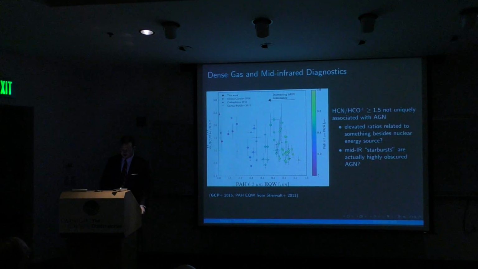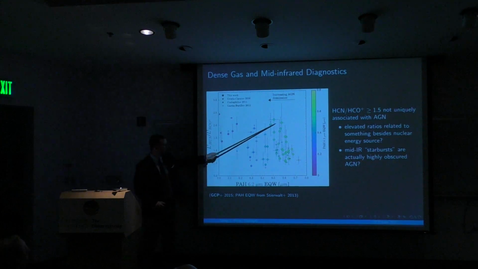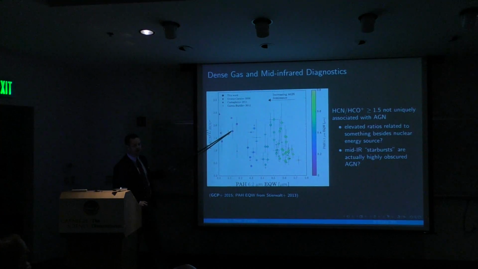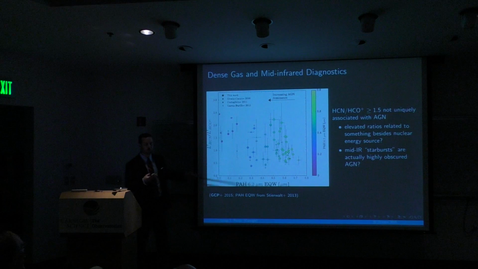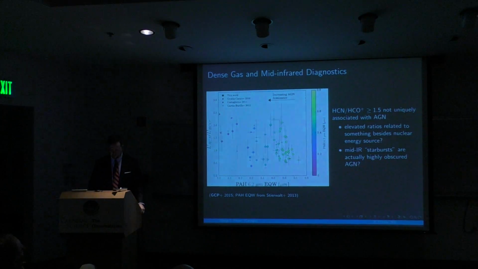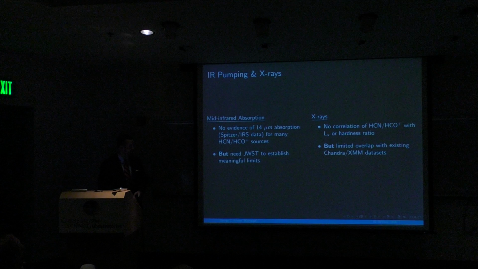So the question is: does that mean that these objects have heavily embedded AGN that we're missing in the mid-infrared? Or is there some other property of galaxies that all AGN hosts have and only some starbursts have, maybe some sort of dense gas configuration in the center? So we went through and tried to evaluate all of these physical processes that I mentioned earlier.